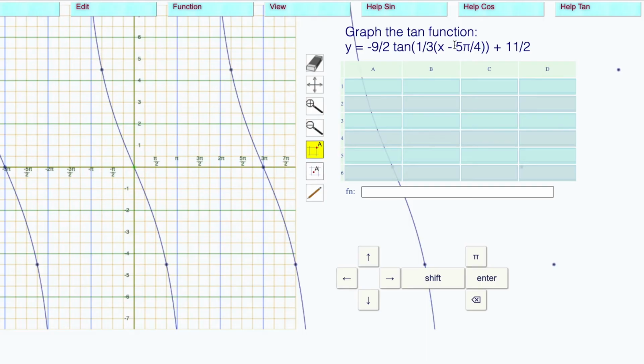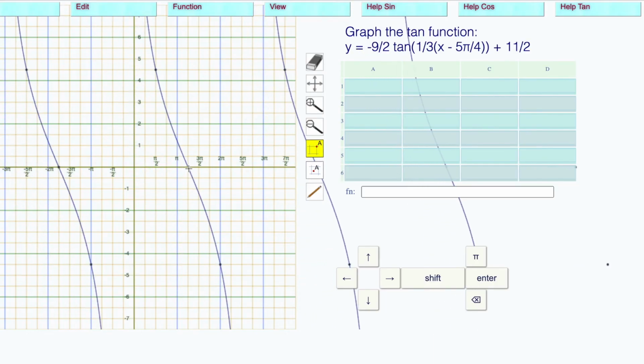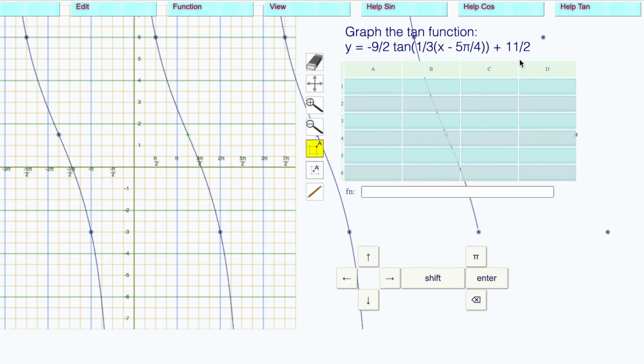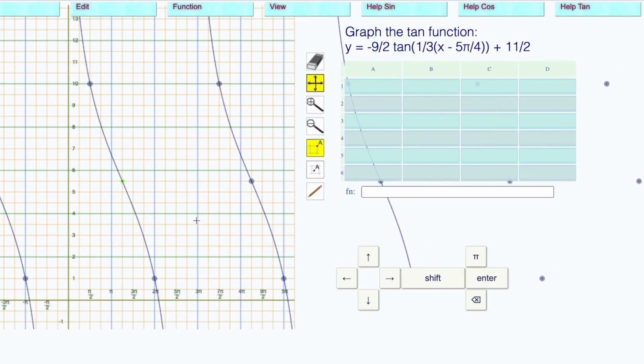H, it's x minus h, so the h is +5 pi over 4. 4 pi over 4 is right here, 5 pi over 4 is there. Grab that point and drag it to 5 pi over 4. Vertical translation, 11 over 2 is 5.5. That is going to go up to 5.5. There's 5, 5.5. This is your completed tan wave.